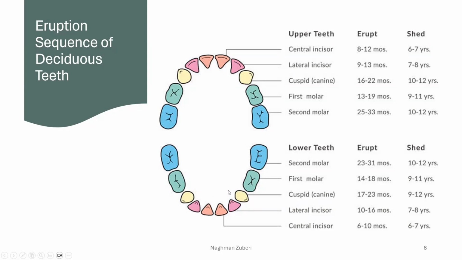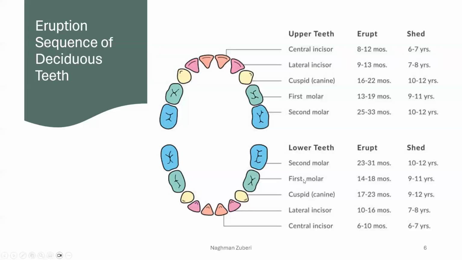Well, this is the eruption sequence of the deciduous teeth, upper and lower. The lower central incisors are the first teeth to erupt, from 6 to 10 months after birth. Then come the upper centrals, at almost 8 to 12 months after birth. Then the lower laterals, 10 to 16 months after birth, and the upper lateral incisors, between 9 to 13 months. So upper laterals may erupt before the lower laterals.